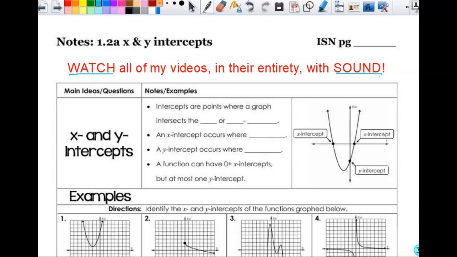Okay, so our ISN page, I think I'm going to change that blank to date because we're not going to have an ISN page, but the date for this will be 8/26/20. That will help us keep up with things as well.